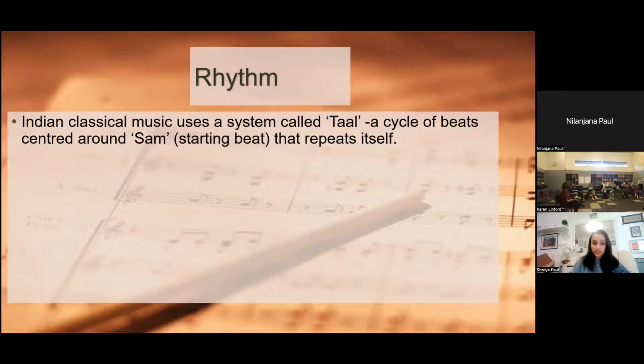Are there any questions? I don't want to speak for you guys. I'm just curious. So this is kind of like an idea of an eighth note, quarter note pattern in our system a little bit that repeats.